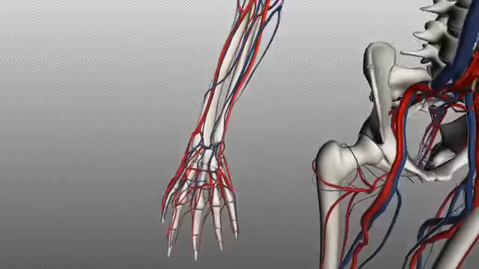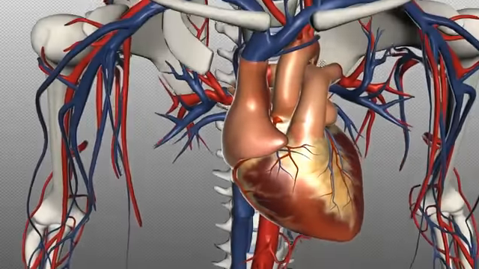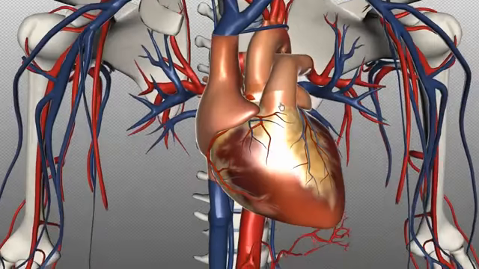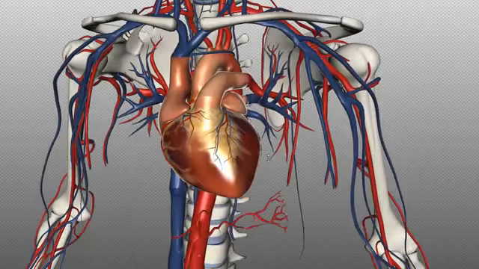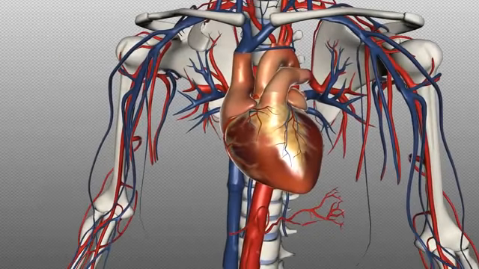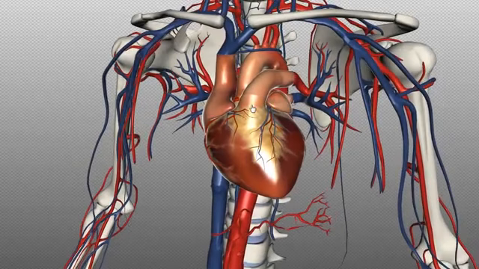I'm just going to return back to the center of the body, back to the aorta, and we're going to follow it now down towards the abdomen and lower limbs. The aorta can be divided into 5 sections. The bit between the heart and this arch is called the ascending aorta.